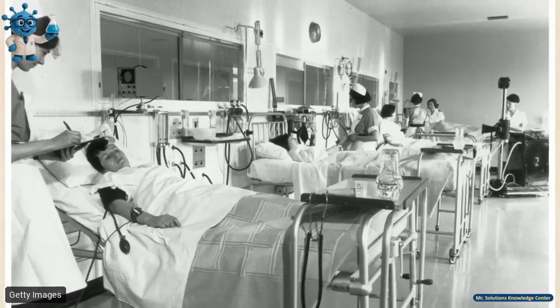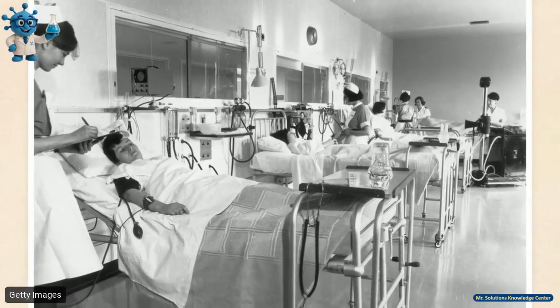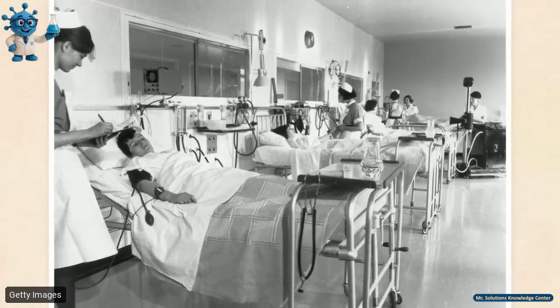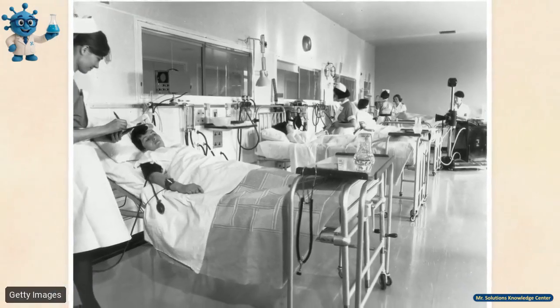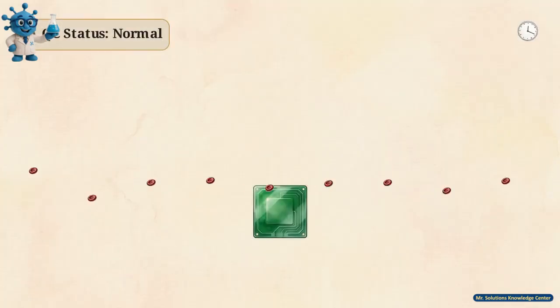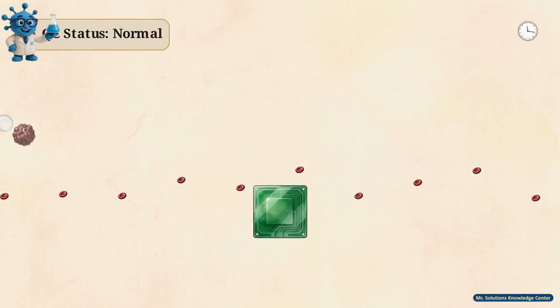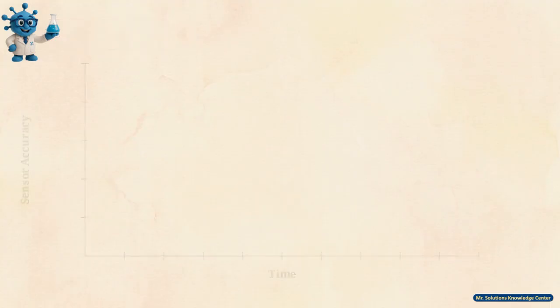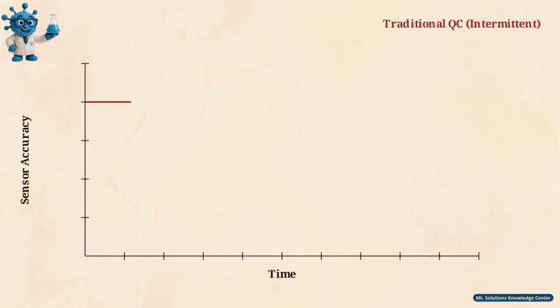Because point-of-care testing decentralizes analysis away from the controlled environment of a central lab, traditional intermittent liquid quality control is no longer sufficient. Traditional manual quality control tests may only occur every few hours or even days. This time gap allows transient analytical errors, like microclots or microbubbles interfering with the electrodes, to go completely undetected. This graph shows the timeline of quality control checks.